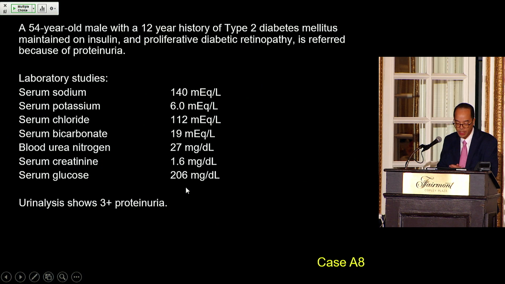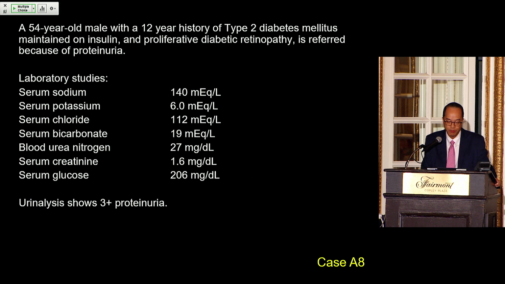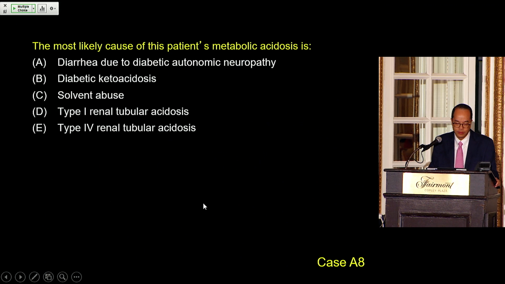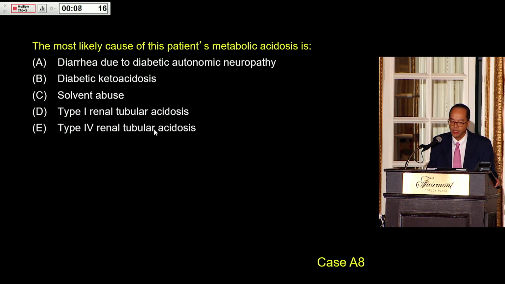Okay, next case. A 54-year-old male with a 12-year history of type 2 diabetes is maintained on insulin and has proliferative diabetic retinopathy. He's referred for proteinuria and found to have a K of 6 with a creatinine of 1.6. Glucose is a little high at 206. Urinalysis is 3 plus proteinuria. The most likely cause of this patient's metabolic acidosis: diarrhea due to diabetic autonomic neuropathy, DKA, solvent abuse, type 1 RTA, or type 4 RTA.